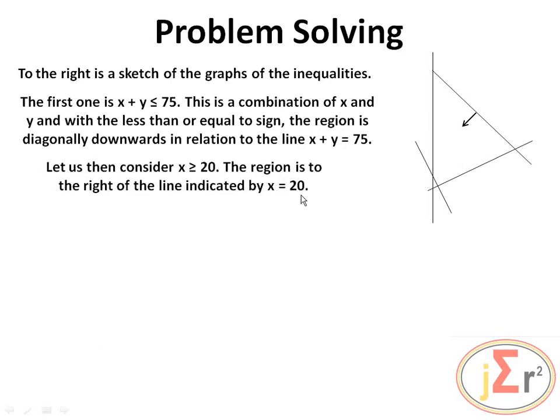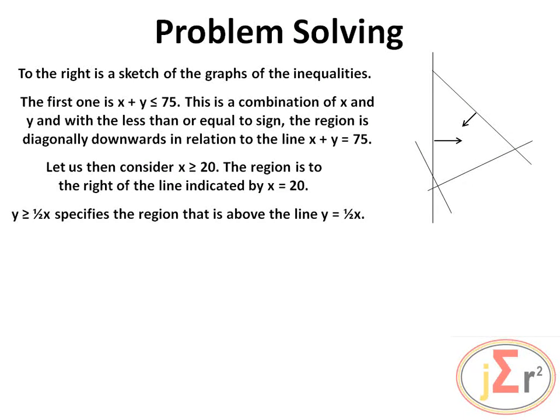So let us consider x is greater than or equal to 20. The region is to the right of the line indicated by x is equal to 20. So this is our line, x is equal to 20, and we need to go to the right of that line. The other one, y is greater than a half of x. This will specify the region that is above the line y is equal to a half of x.